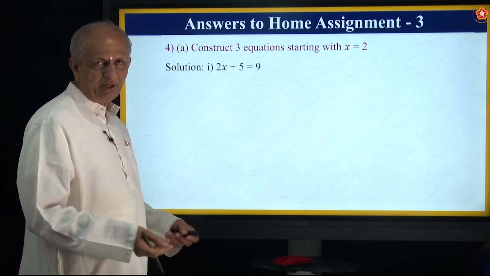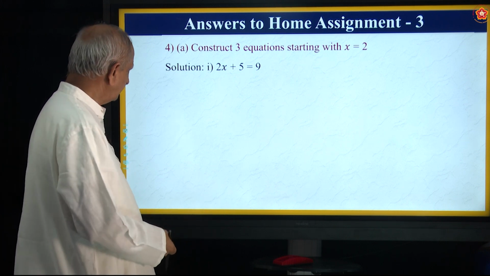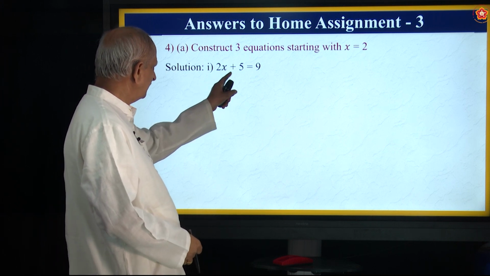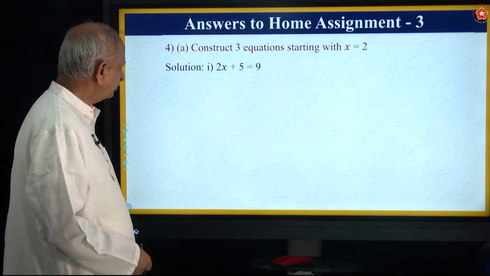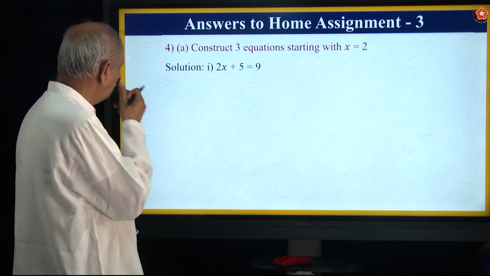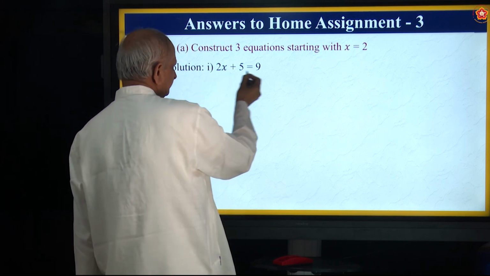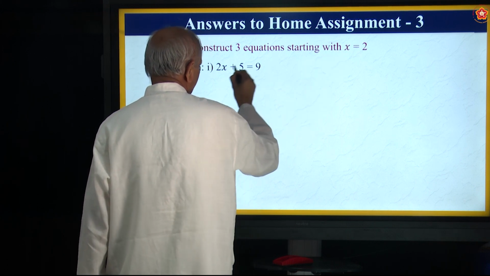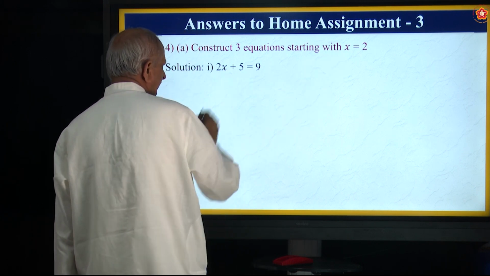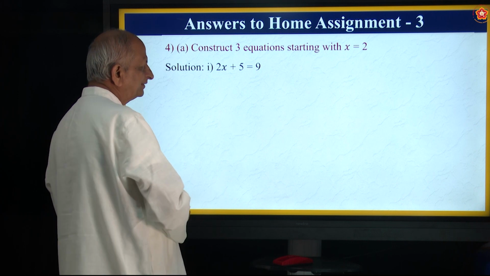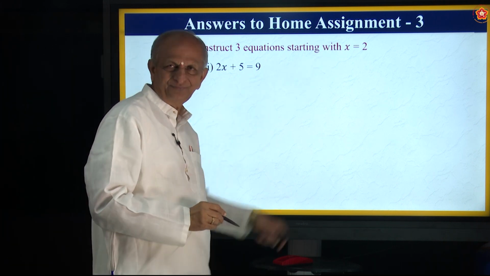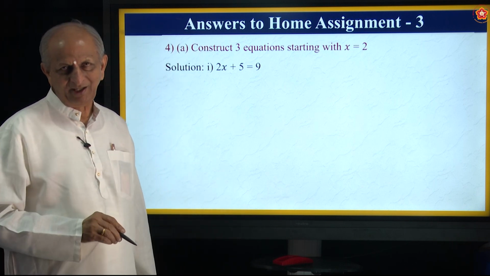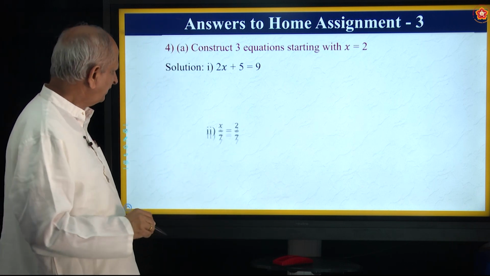You can do any operations. For example, this is one equation which gives x is equal to 2. Now how did you get it? First for x you multiply by 2, then add 5. The answer is 9. So the answer is given. Using that answer, you have to write the equation.